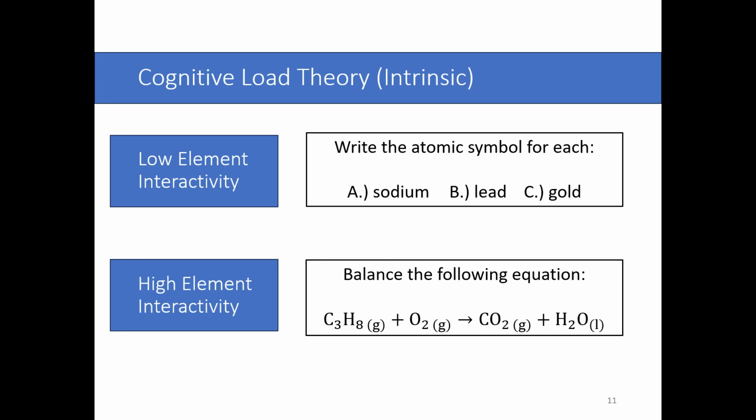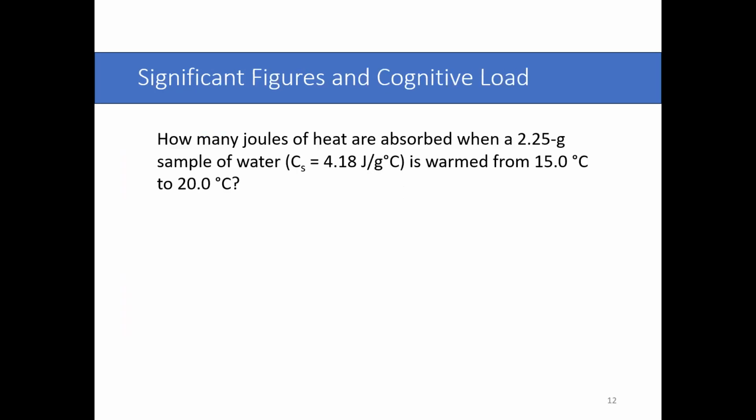And with this idea of element interactivity in mind, I want to go over what a standard problem looks like when you are applying significant figure rules. Anyone who's taken first semester general chemistry will recognize this heat transfer problem. We use that old equation Q equals mc delta T to figure it out. Here we're given a mass of water, a specific heat of water, and a starting and a final temperature, and we're asked, how much heat is required to make that temperature change?